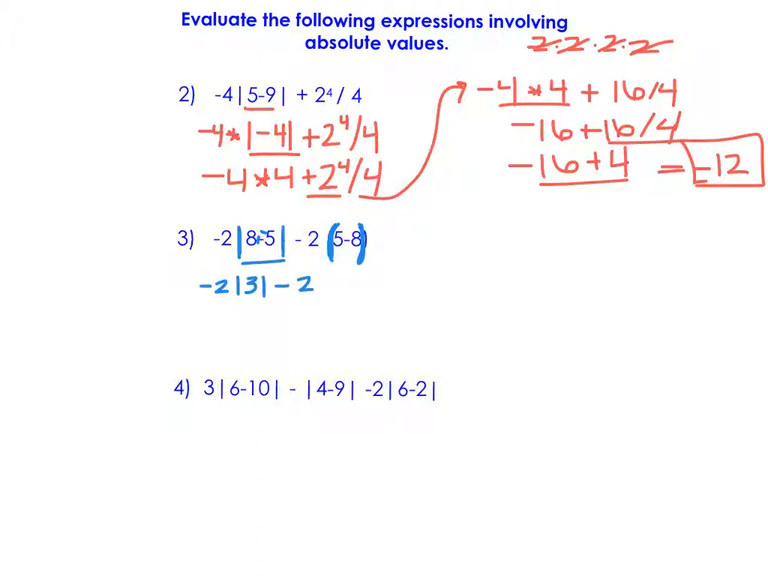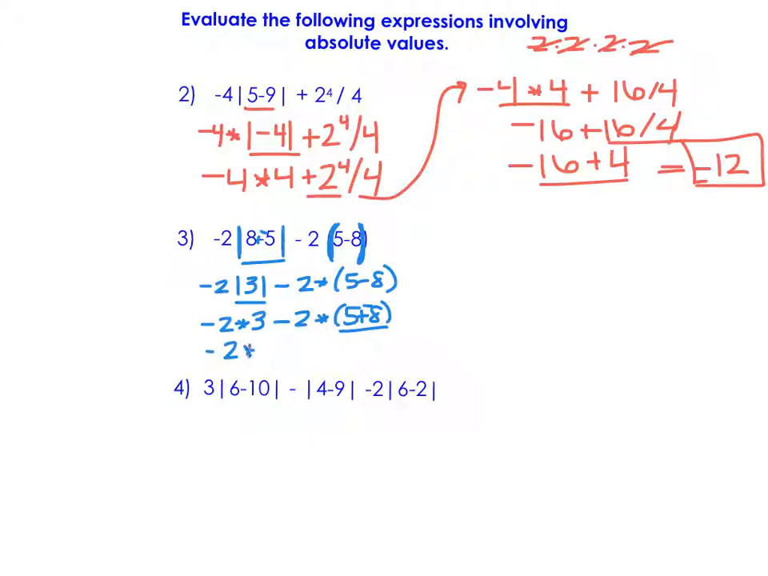So I then have minus 2 times 5 minus 8. Inside of parentheses, not absolute values. Then from here, I'm going to find the absolute value of 3, which is just 3. It's 3 units away from 0. Then from here in the parentheses, note that these are parentheses and not absolute values. So these evaluate like normal. 5 minus 8, or 5 plus a negative 8 is negative 3.